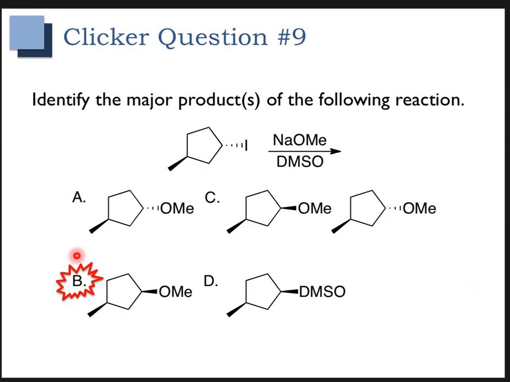Hopefully, with this one, you identified the correct answer as B. This is going to be an SN2 reaction because we have a strong nucleophile, methoxide. This is sodium methoxide. Remember that sodium is going to be ignored, right? So that's a spectator ion. DMSO is a polar aprotic solvent. So these conditions are going to favor SN2, which means the methoxide is going to attack from the front, and the leaving group is going to come off from the back, so you'll end up with B as your product for this reaction.